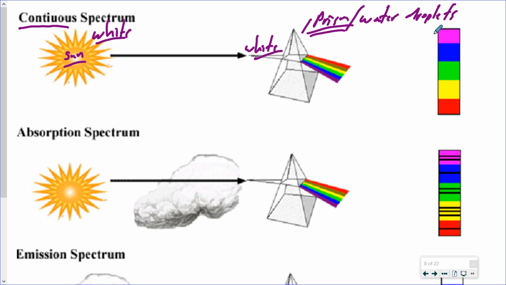So a continuous spectrum, if we take a look at the right-hand side, it just means that, yes, we see all parts of every single one of the colors. There are no gaps, and that's why it's called continuous. All of it is visible.